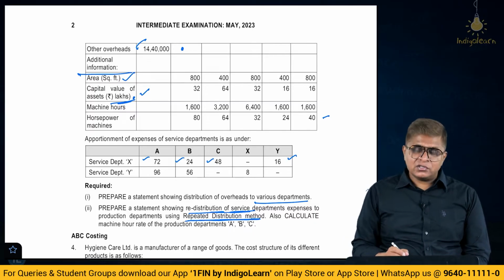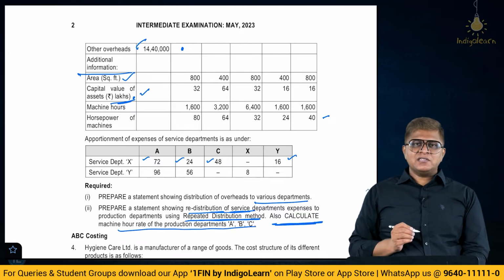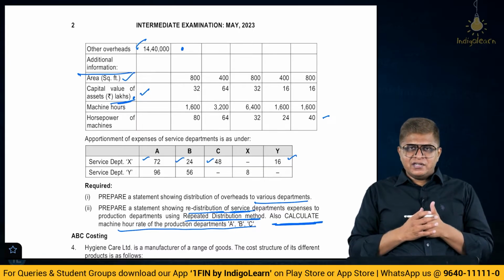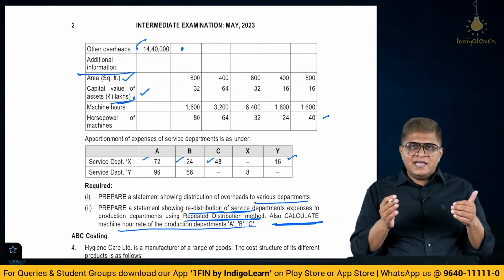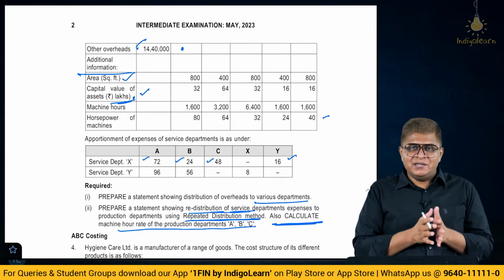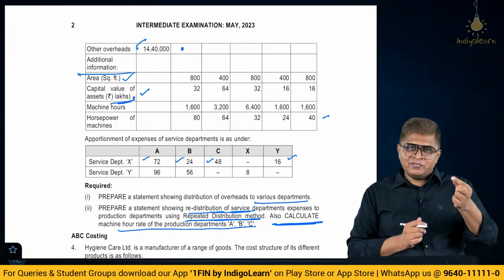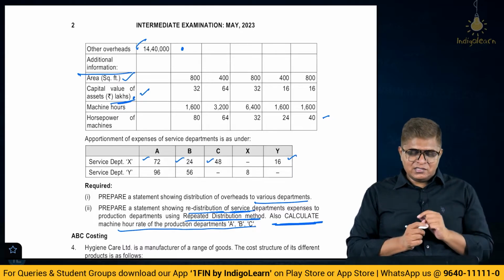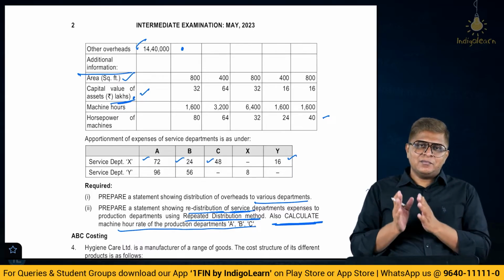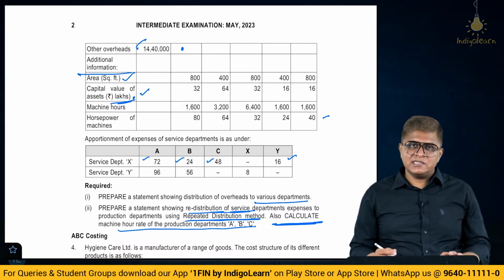There is also one more thing that they want us to calculate. Also calculate the machine hour rate for the production departments A, B and C. So once we have finished the primary distribution of overheads and also done the secondary distribution of service department to the 3 production departments, we will get the total overheads. We will divide it by the number of machine hours and calculate what is the machine hour rate for production departments A, B and C. So let's look at how they have approached the solution.